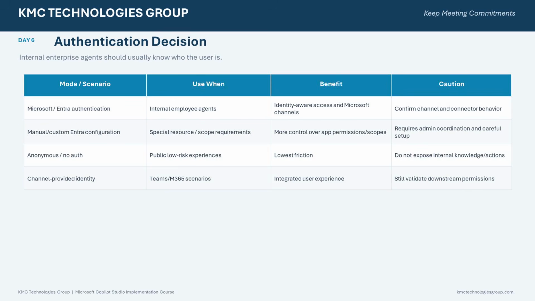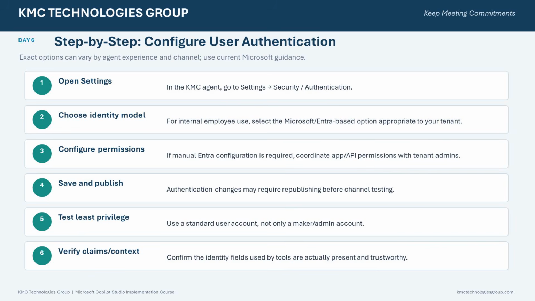For internal enterprise agents, the system should usually know who the user is. Microsoft or Entra-based authentication is typically appropriate for employee-facing agents because it enables identity-aware access. Manual or custom Entra configuration may be required when your application needs special resources, API permissions, or scopes. Anonymous access may be appropriate for public, low-risk experiences, but it should never expose sensitive internal knowledge or business actions. In Teams or Microsoft 365 scenarios, channel-provided identity can provide a more integrated experience, but downstream permissions still need to be validated.